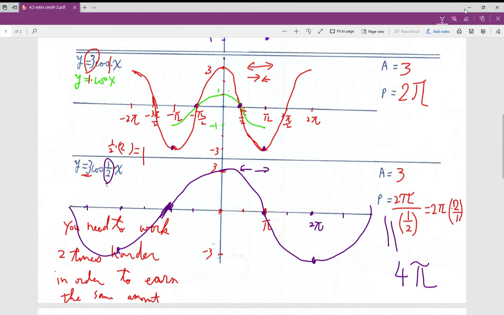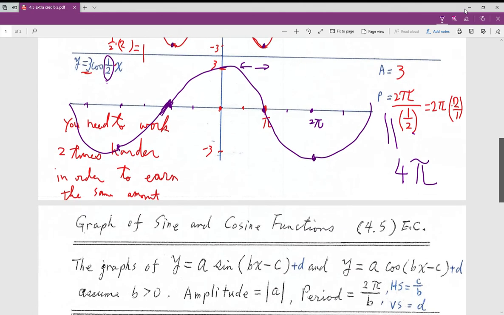So if you divide by 2, you times 2. Or you times 1/2, then you divide by 1/2. So this is the cosine.